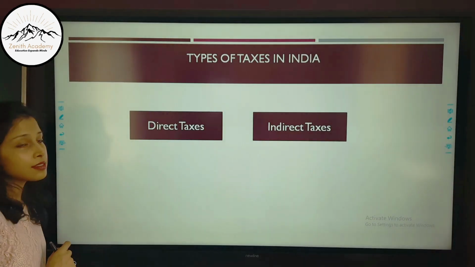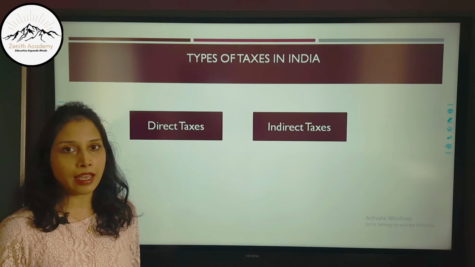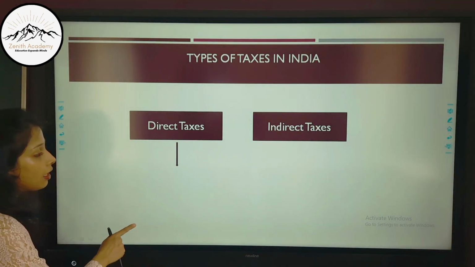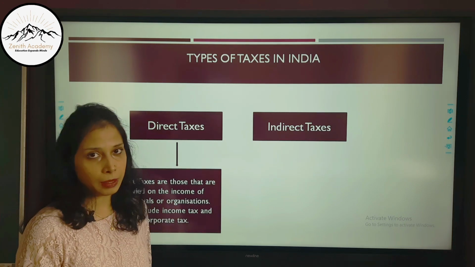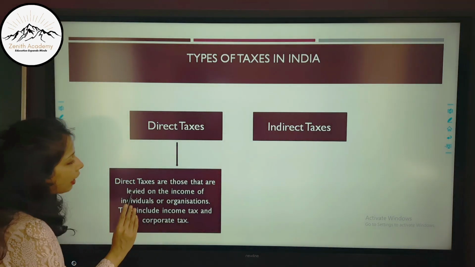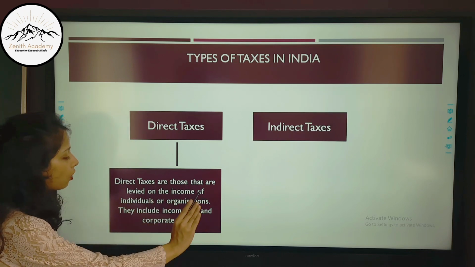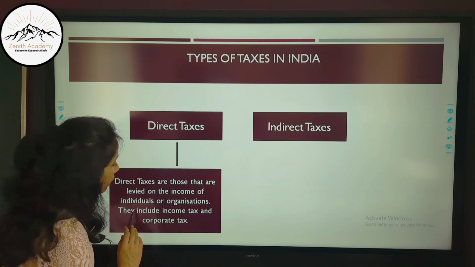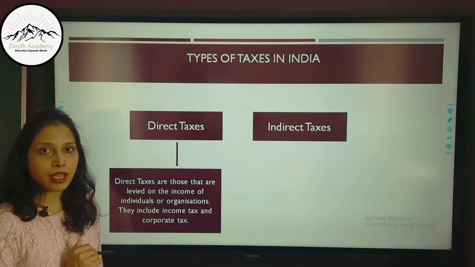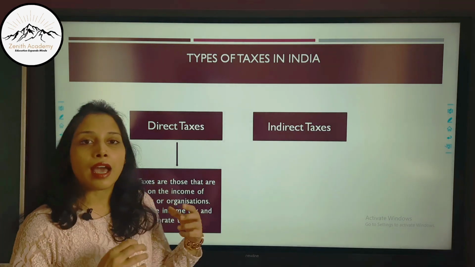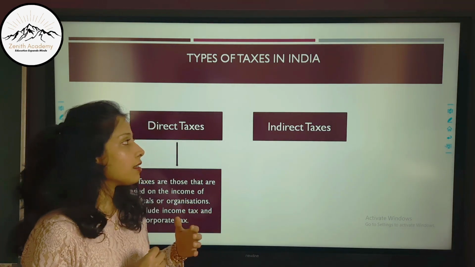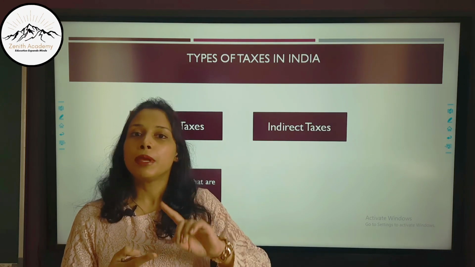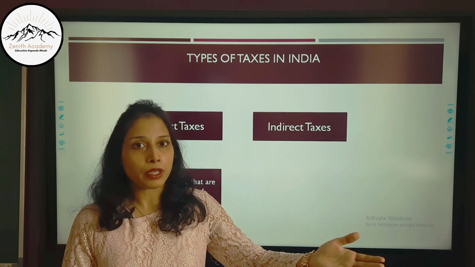See, there are two types of taxes in India: direct taxes and indirect taxes. So direct taxes are charged directly on the income of the people. Direct taxes are those that are levied on the income of individuals or organizations such as companies. They include income tax and corporate tax. They are called direct taxes also. Why? Because see, there is no middleman in between government and the people. People directly deposit it to the government.